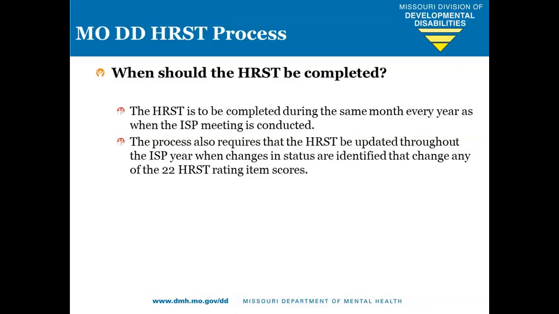The process also requires that HRST be updated throughout the ISP year when changes in status are identified that change any of the 22 HRST rating item scores. For example, if an individual served has support needs that have changed, let's say, God forbid, a person had a stroke and then it affected how they eat or walk or any other items with their activities of daily living, the person designated as the rater will update that screen to reflect those changes. And then that will populate new health risk support plans based on the scoring in there. And that will help direct support providers how to support that individual.